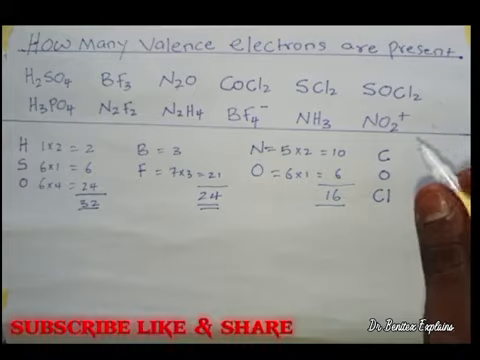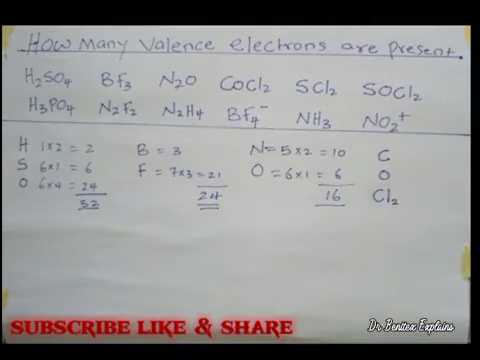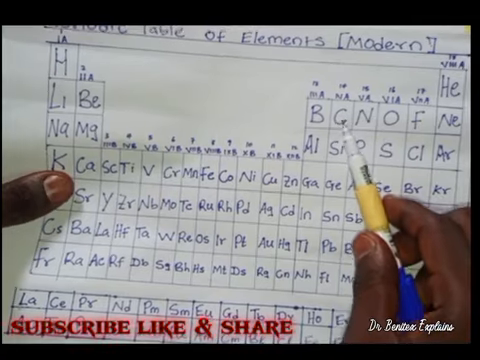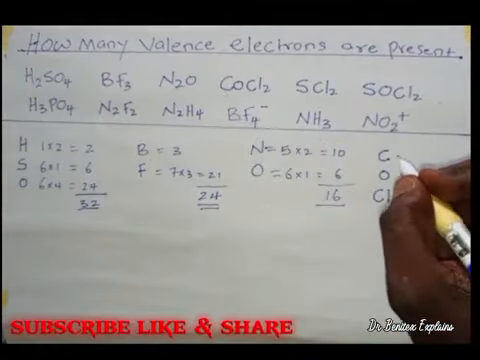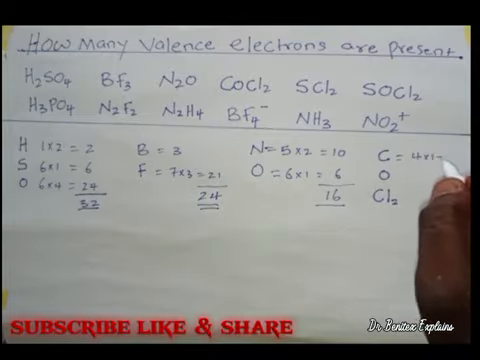Okay, so how many carbon atoms are here? We have 1. Okay, we have 2 chlorine atoms. I can put 2 here, still fine. So carbon is in group number what? Group number 4. So carbon has 4 valence electrons, and we have just 1 of it here. So it is equal to 4 times 1, which is equal to 4.